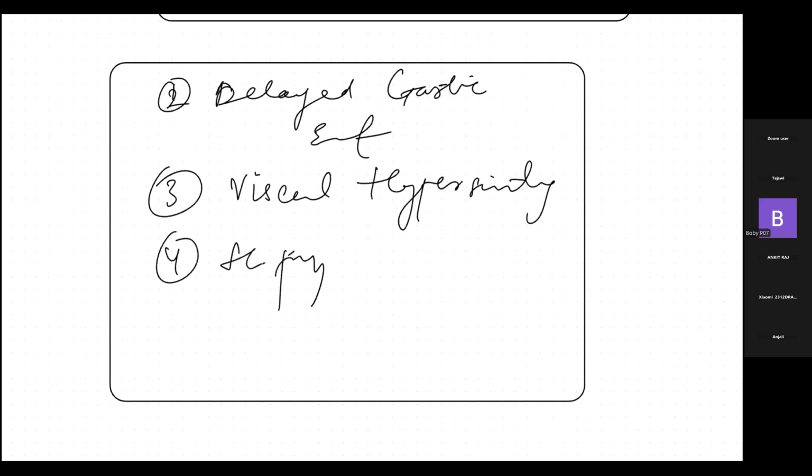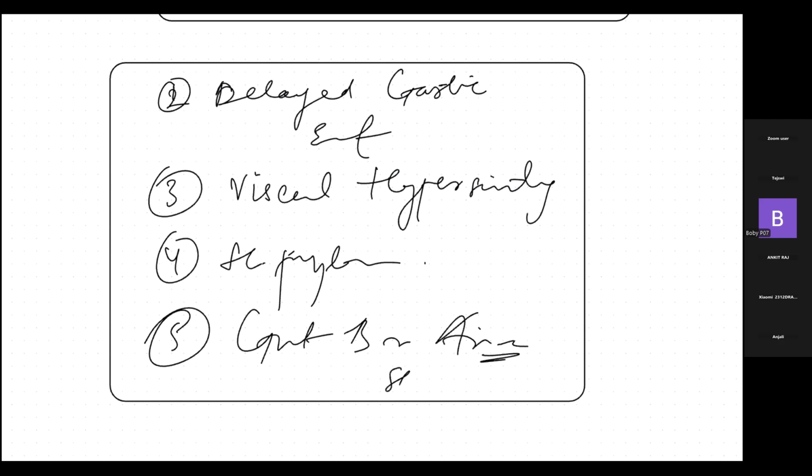H. pylori is related to low grade inflammation. If there is low grade inflammation from H. pylori, then also it can cause non-ulcerative dyspepsia. Or when your gut brain axis is affected due to stress or anxiety or anything. So these are the pathophysiology. What are the causes? Multifactorial causes. Either the gastric accommodation is affected, or the stomach is not getting emptied and it is delayed, or visceral hypersensitivity, or H. pylori, or the gut brain axis is getting affected. So this is all about non-ulcerative dyspepsia.